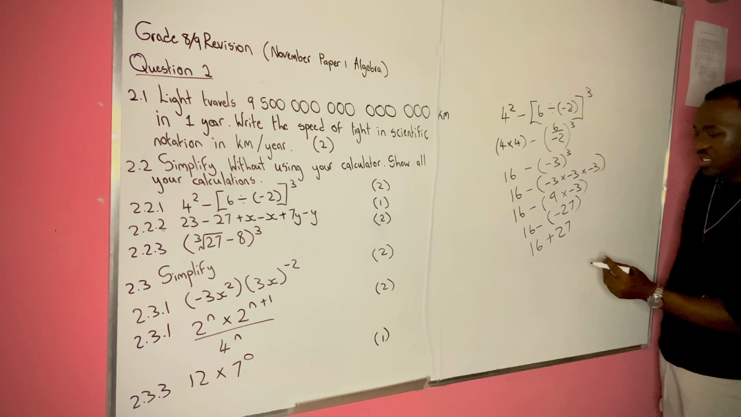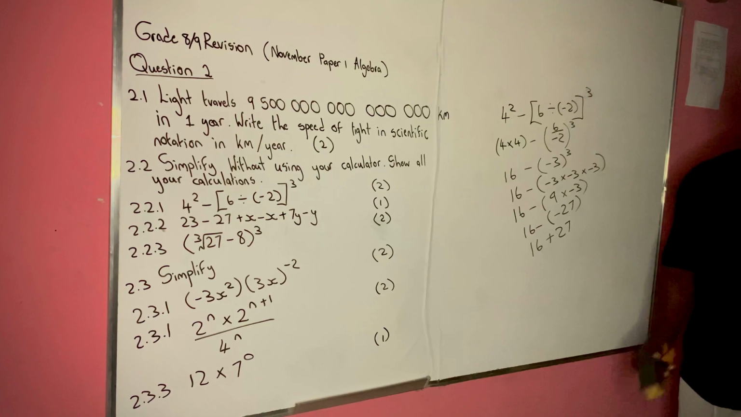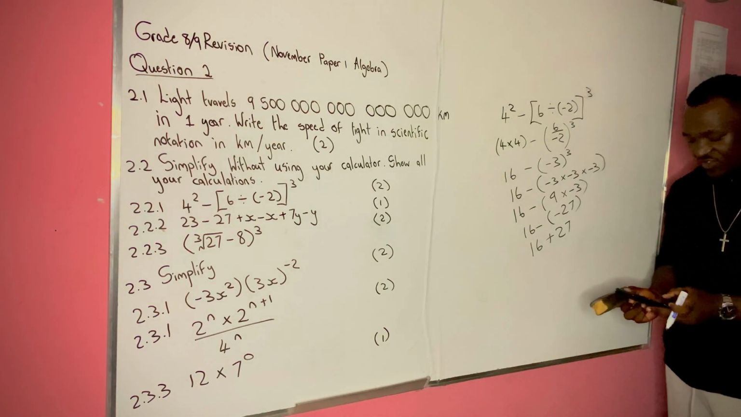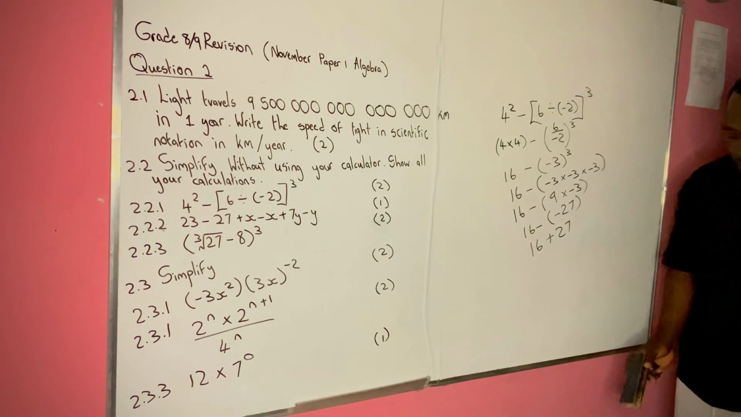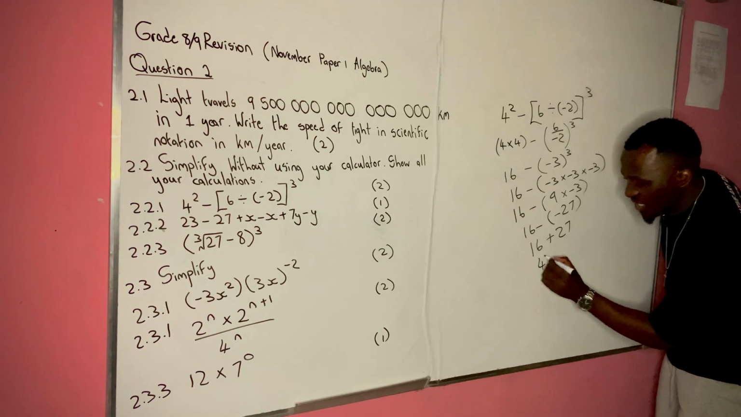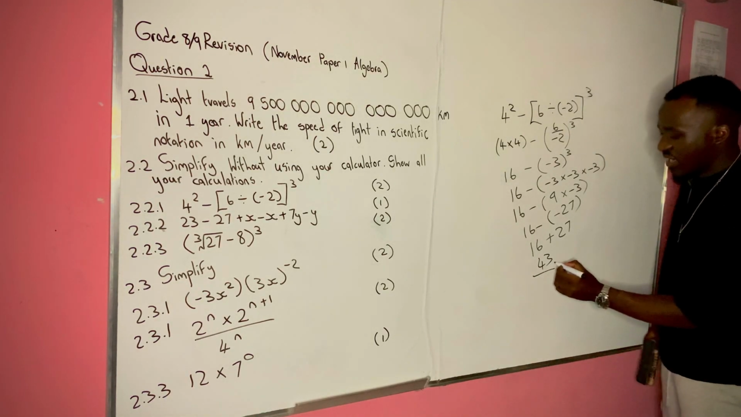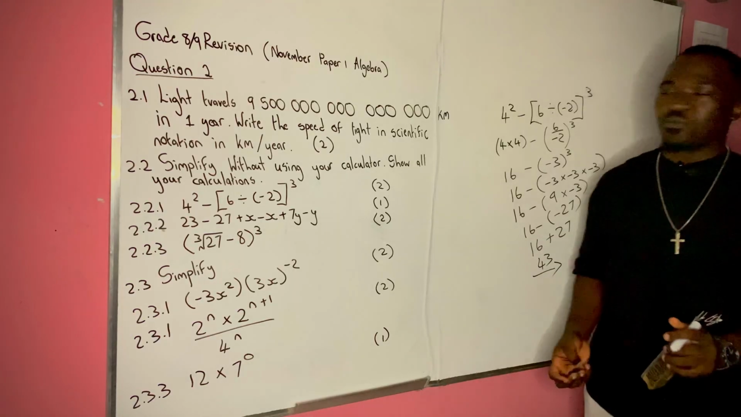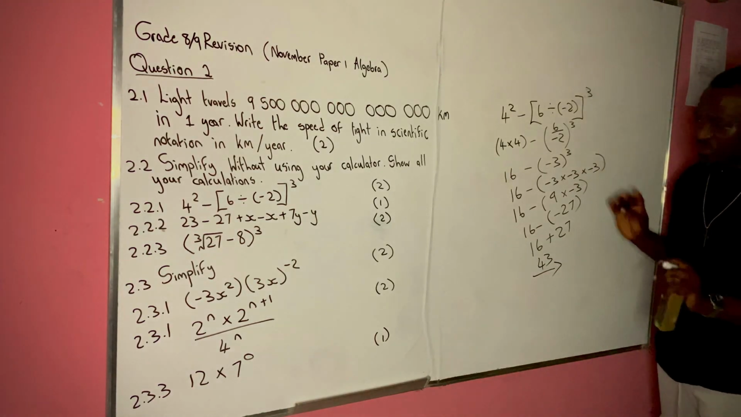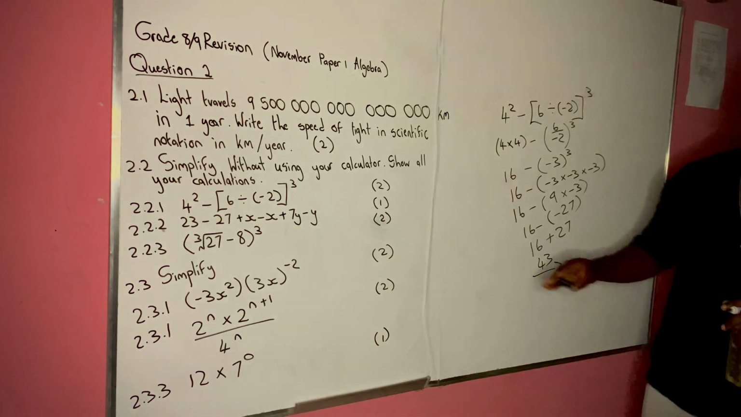What's the answer here? It's just going to be 27 plus 16, which is 43. So the final answer here, we're just going to get 43, and then we are done from here. We are done with this problem, and you get your 2 marks.